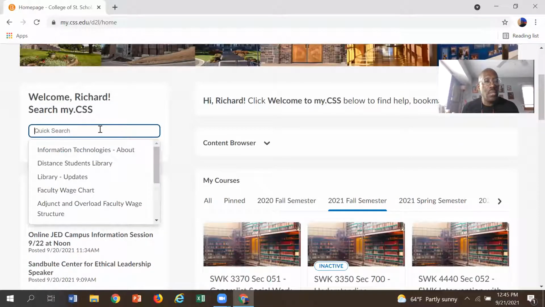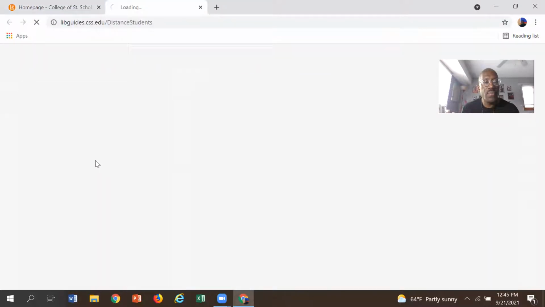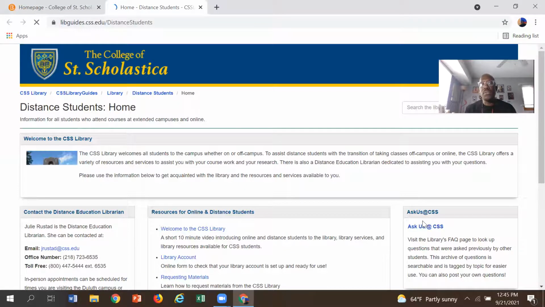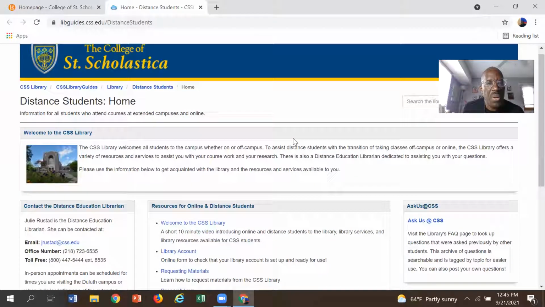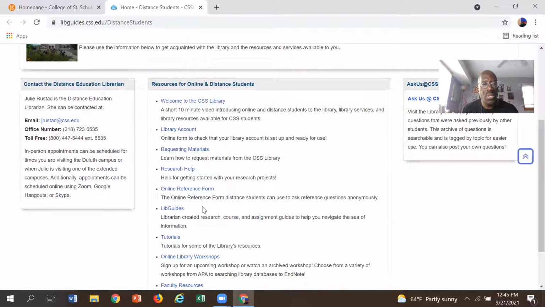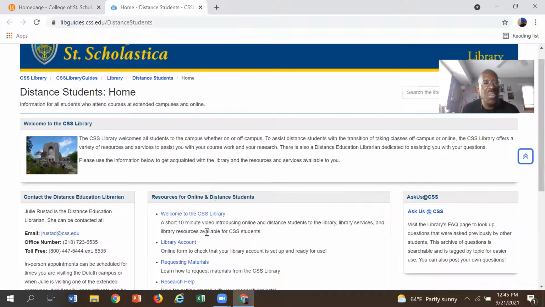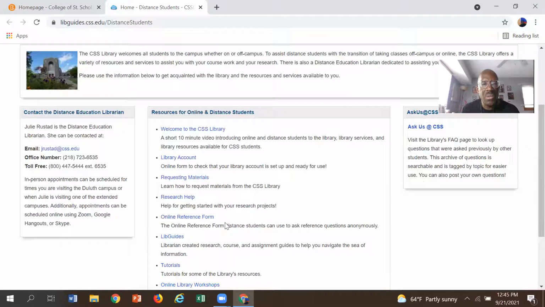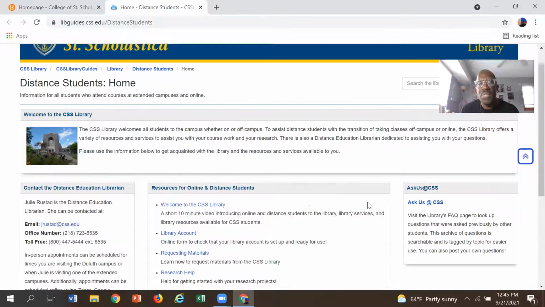So let's see. Library distance students. All right, so if you go here and do a quick search, it will have the information you need about accessing the library. There's a welcome video, there are accounts that you can set up, and there are all kinds of tutorials that will help you find things as well. So I would say look at this particular site.